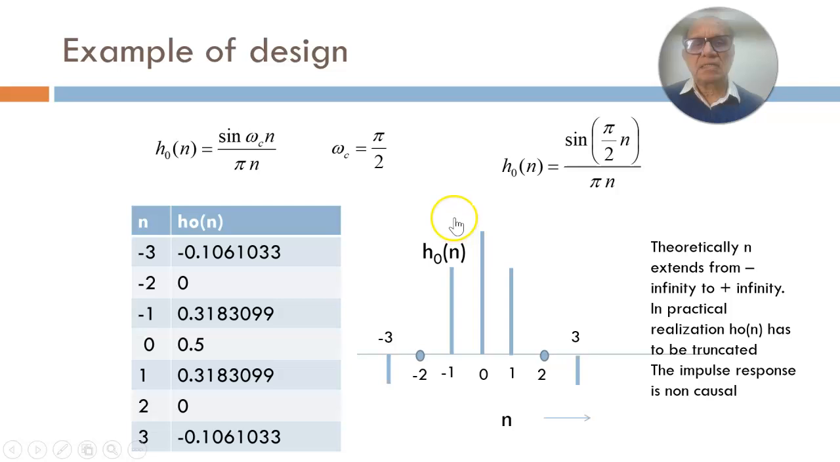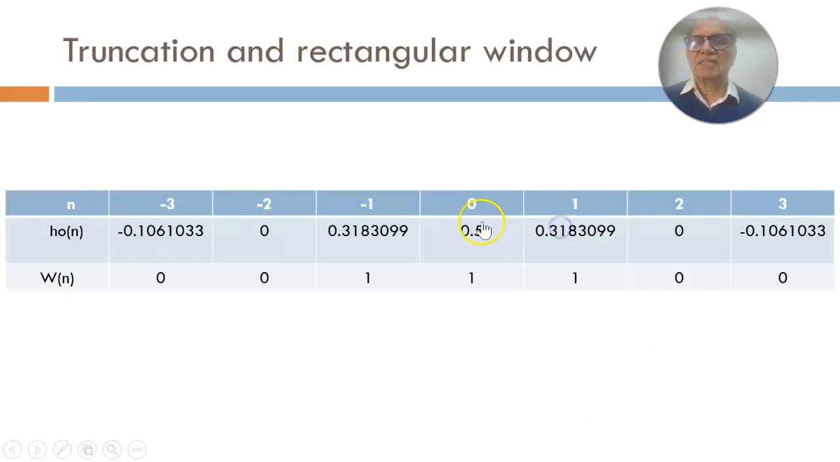So understand that in the theoretical response that you get, there are two problems. One is that theoretically you require infinite number of coefficients, and also the impulse response is non-causal, and both these we have to take care of. We will again see this. So first of all, what you have to do is to truncate. So for example, h naught n actually can extend from minus infinity to plus infinity.